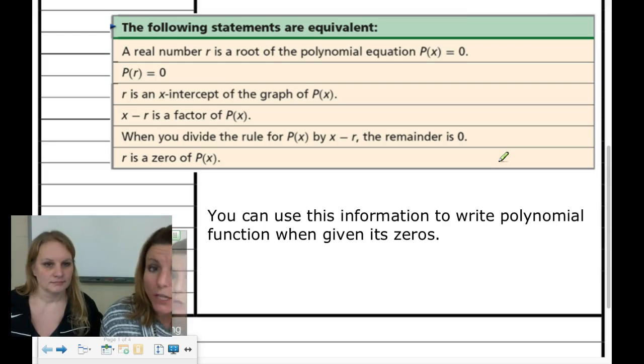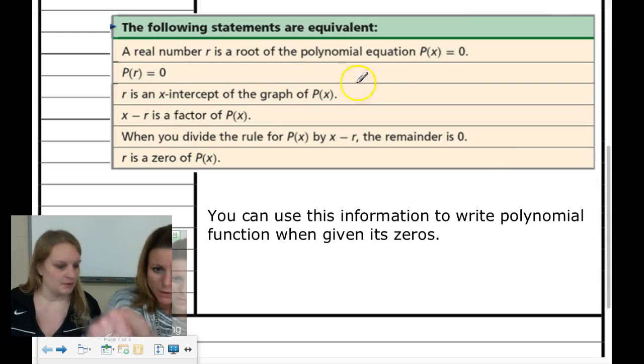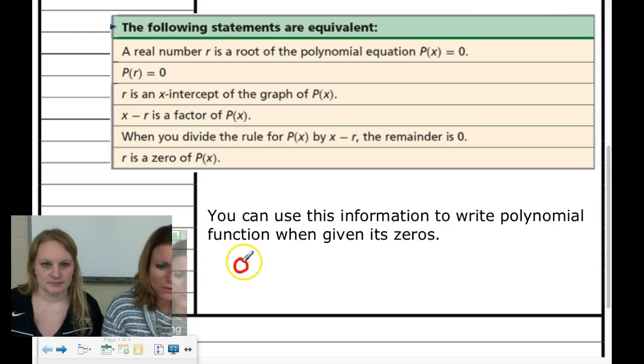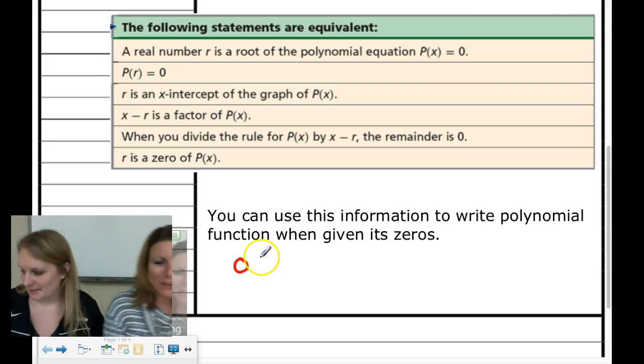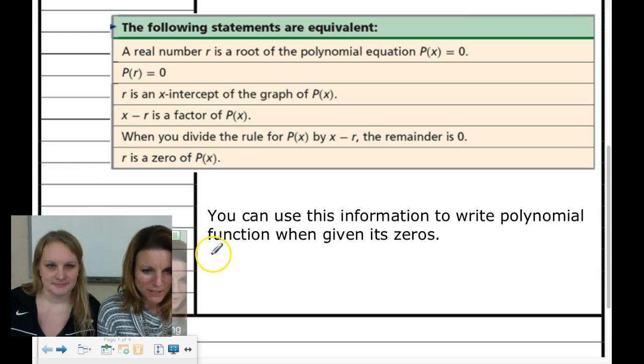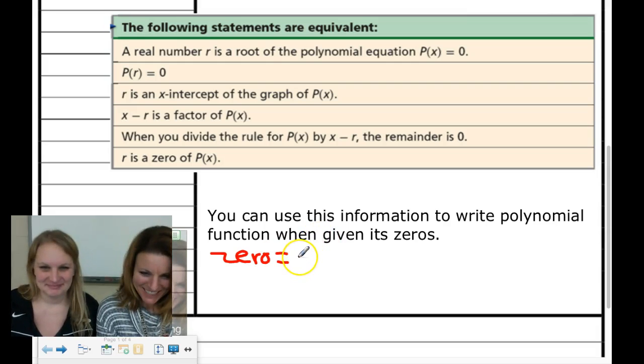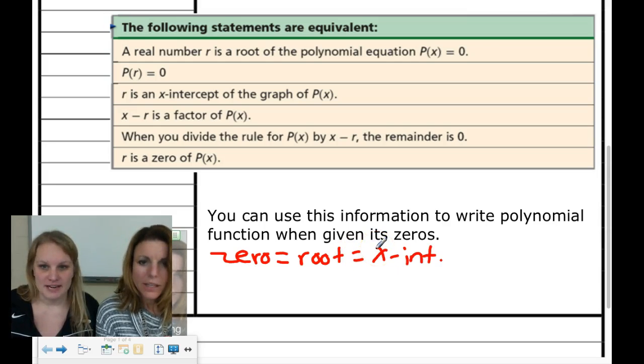We find the roots. Remember, I'm going to have Miss Boyd write something right now. Where would you like me to write? Right down there. All right. Perfect. No, the word 0. Sorry, my bad. Here we go. 0 equals, I'll change that. I know, you knew it would bug me. Root equals x-intercept. So they're all the same thing.